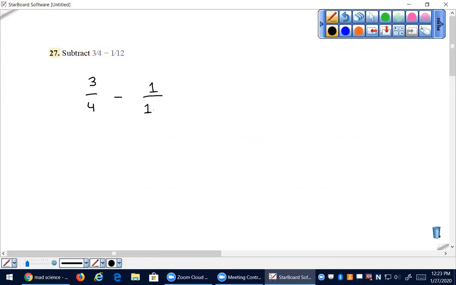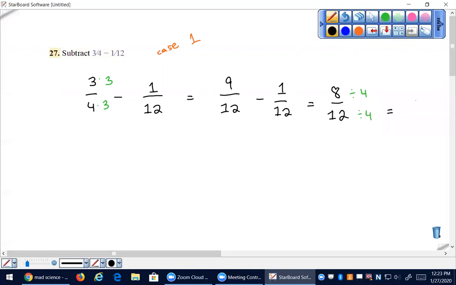Okay, how about this one? Still case 1. So how do I get the 4 into a 12? Multiply by 3. So I'm getting 9 twelfths minus 1 twelfth. It's 8 twelfths. I'm not done yet because of that rule. I need to reduce. Okay, everyone happy with this one?